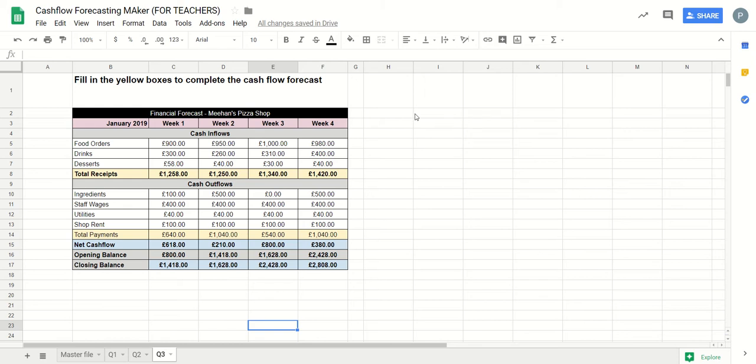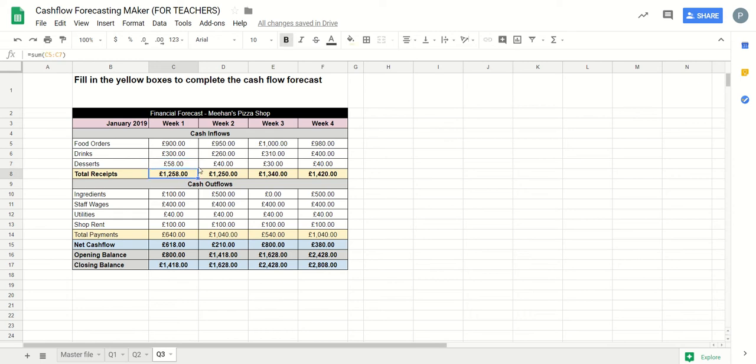So what we're going to look at here is how a cash flow forecast works. It's pretty straightforward. What you do is you've got all of the total receipts for each week or each month of a particular trading period. Obviously, you've got January 2019 here. Your exam questions might be different, and you have a total for all of those receipts, all of the money that's received, the inflows. So you've taken £900 on the tills for food orders, £300 for drinks, £58 for desserts, and you add those three together.